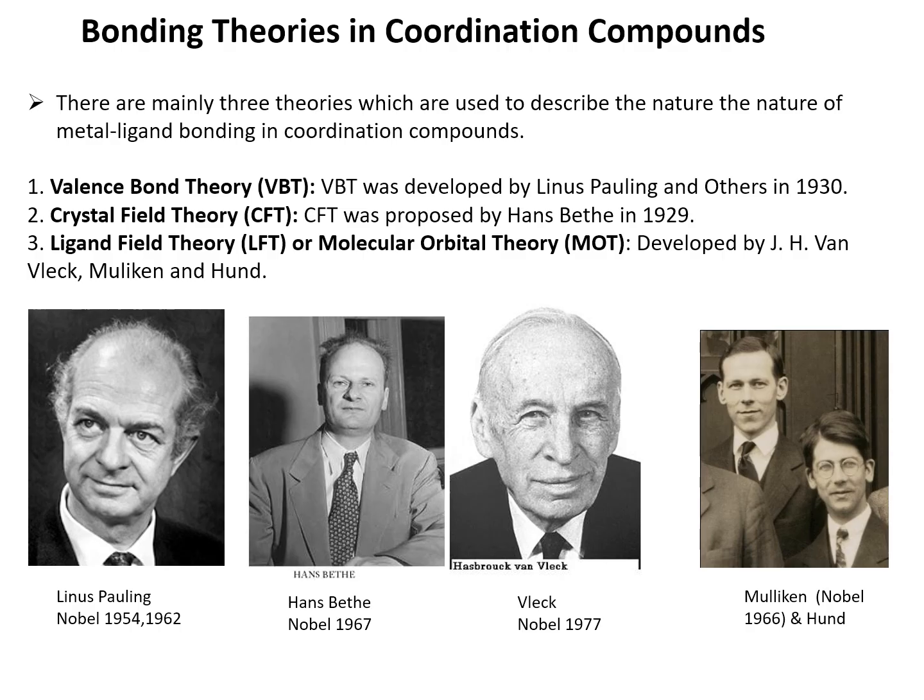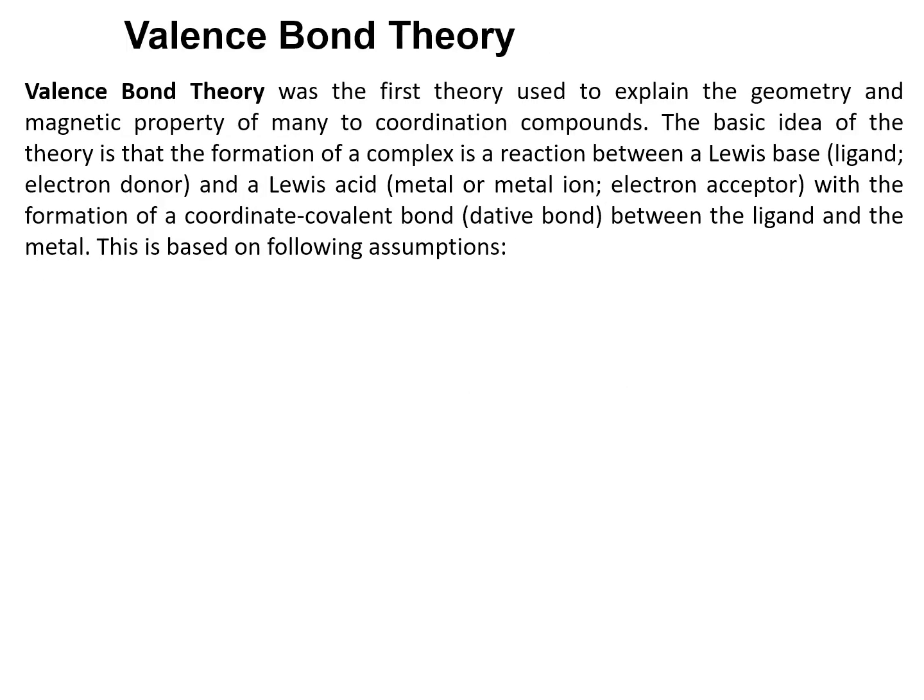Now about the bonding theories. There are three major theories of metal-ligand bonding: valence bond theory, crystal field theory, and ligand field theory, or molecular orbital theory. So, what is valence bond theory? Initially, before CFT, that means crystal field theory, came, scientists usually used valence bond theory to discuss the bonding characteristics of coordination compounds. It is the old technique.